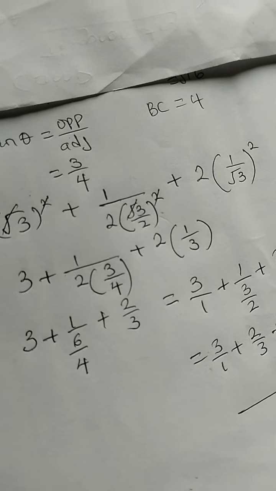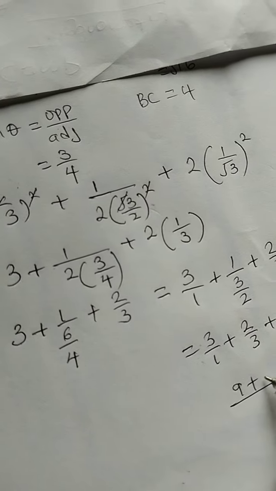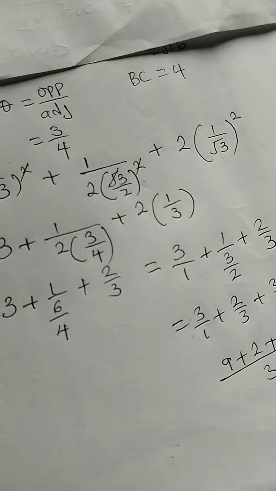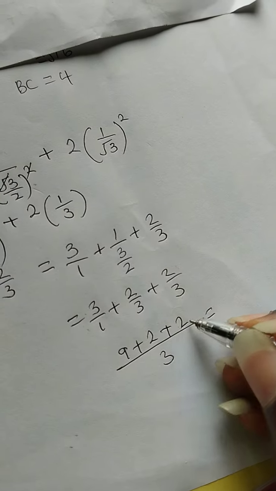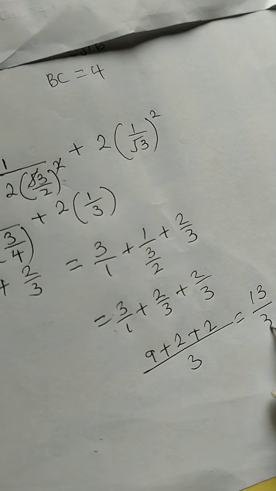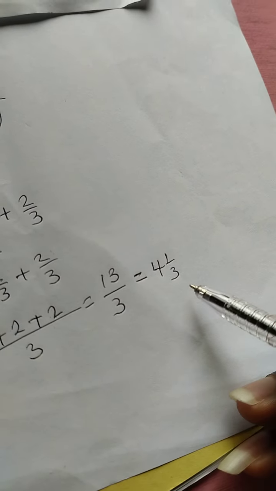The LCM is 12. 1 in 12, 12 times 3, 36, and so on, which gives 13/3. We can't leave our answer as 13/3, so we change it to 4 and 1/3, and that's what I've gotten here.